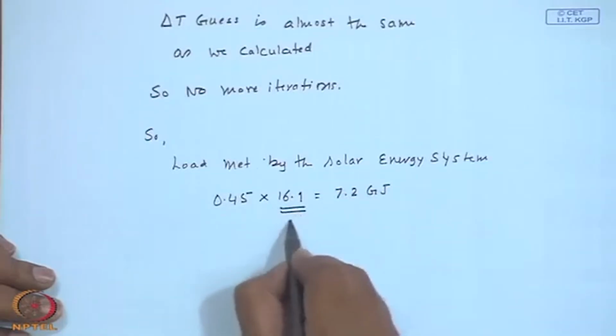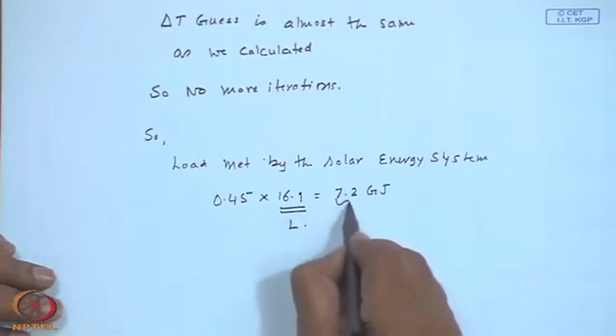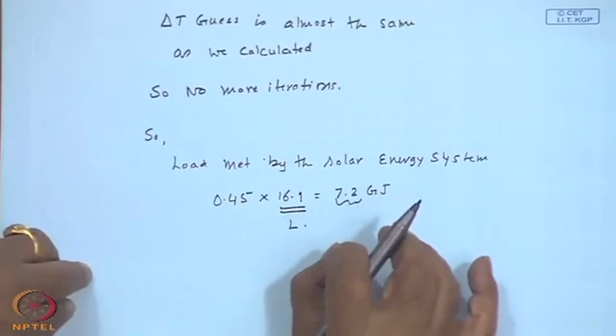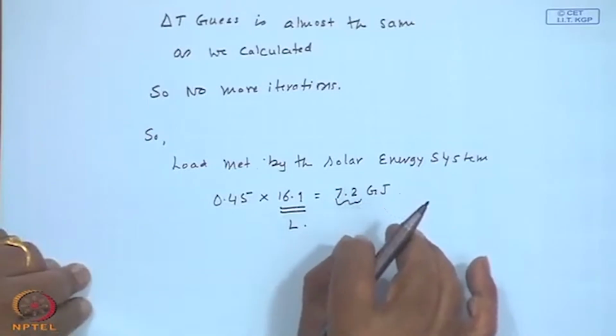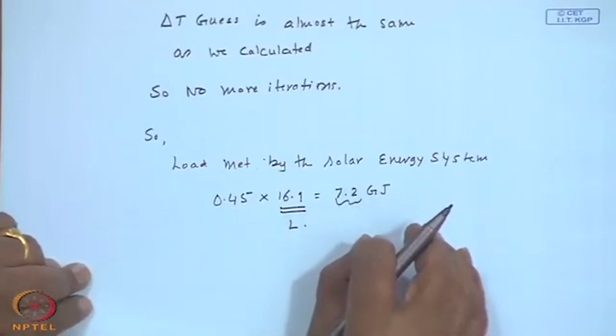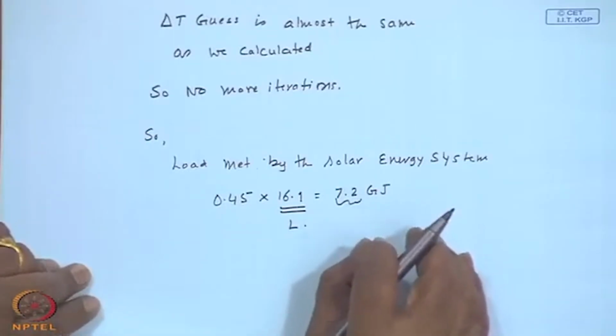Once again, this is the original L, because this is the amount of energy that the user is going to feel that it has supplied, not what it lost across the heat exchanger and what it lost through the tank.